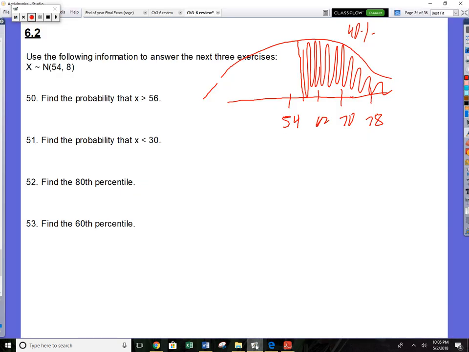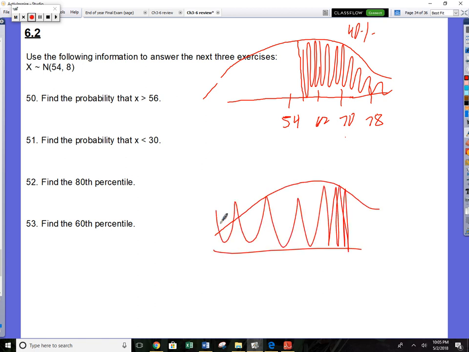Okay, let's look at 52. We'll skip 53. They're the same thing. If you can do 52, you can do 53. Find the 80th percentile. So it wants to know, you got a curve here, it wants to know pretty much here to the left. The 80th percentile, that's like that guy in the ACT, is pretty good company.